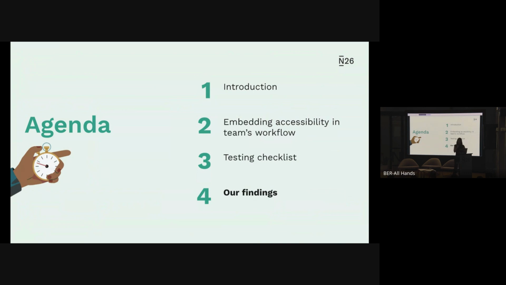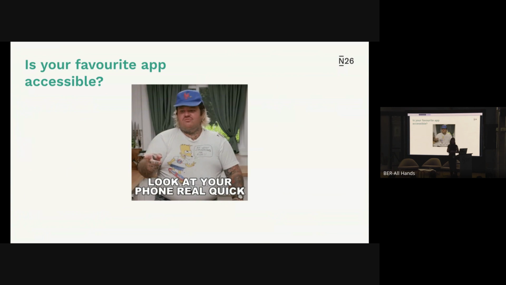So those were our findings. I hope you found it interesting to see what kind of issues we faced. Of course, there were more, but those were the most interesting. And now I would like to do some investigation together. So I would like to invite you to check if your favorite app is accessible. We can use dynamic type for this purpose.